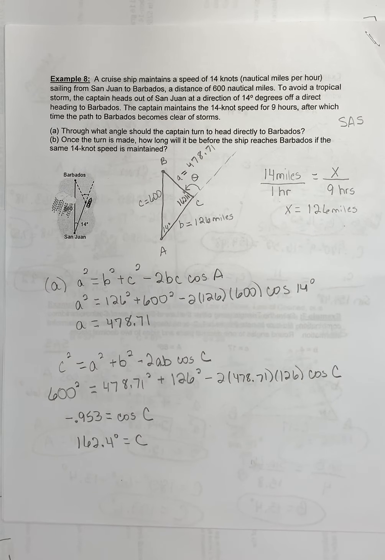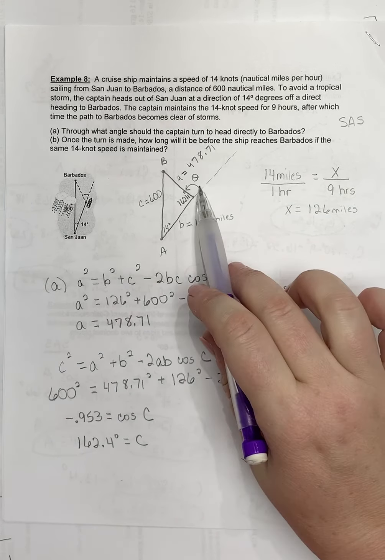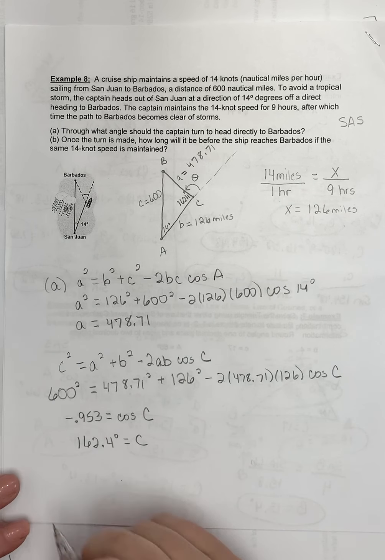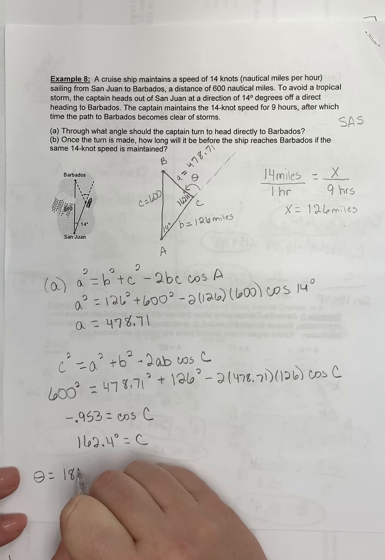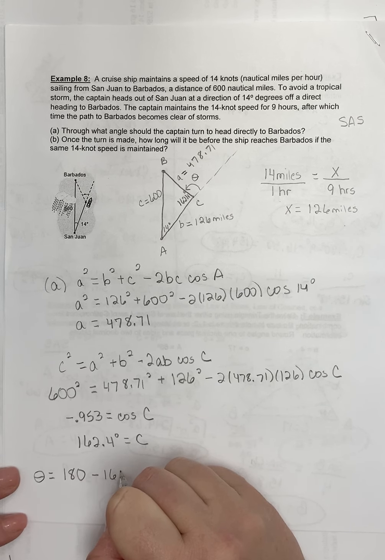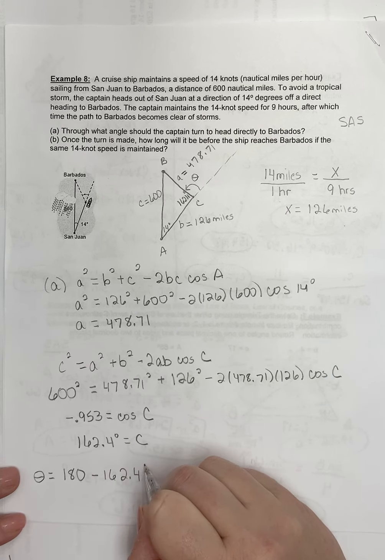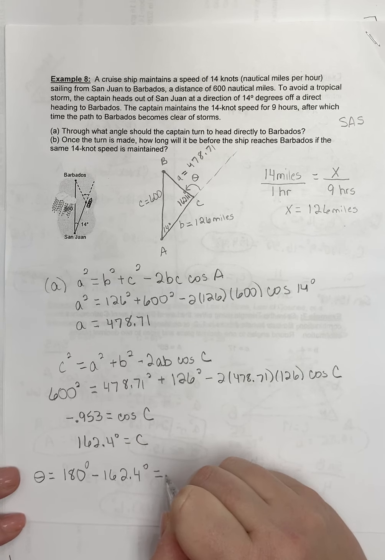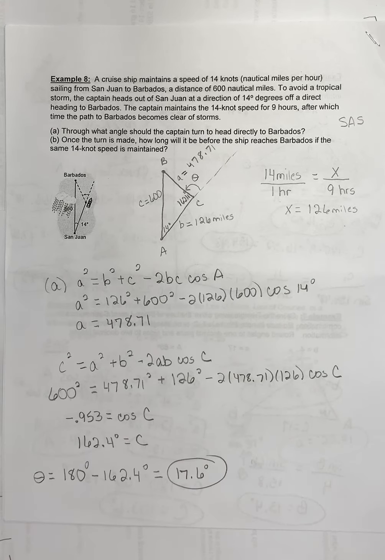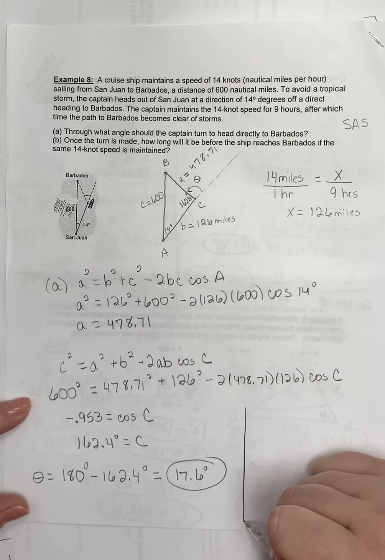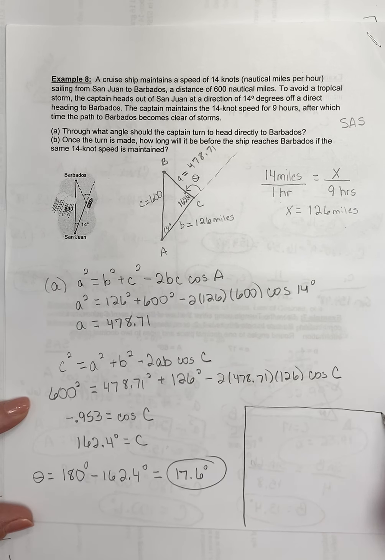Okay, so again, that is not the answer to letter A. Letter A wants this outside angle. So in order to find theta, this little mysterious outside angle, we're going to take 180 minus the 162.4. And despite my drawing, that ends up being 17.6 degrees. That is what we get for theta, for letter A.